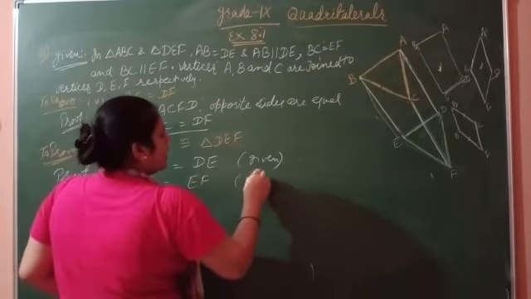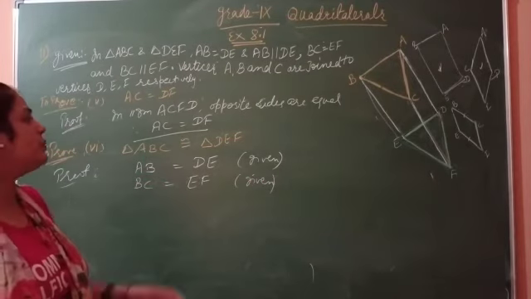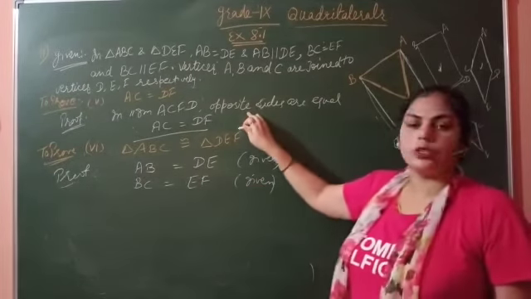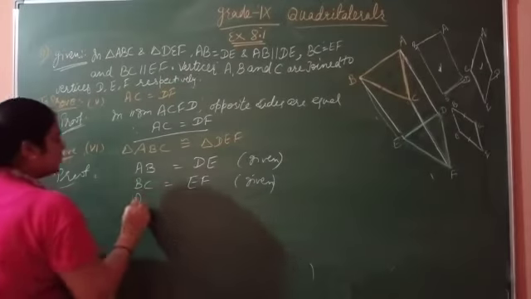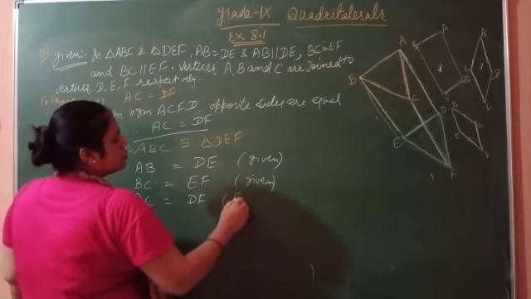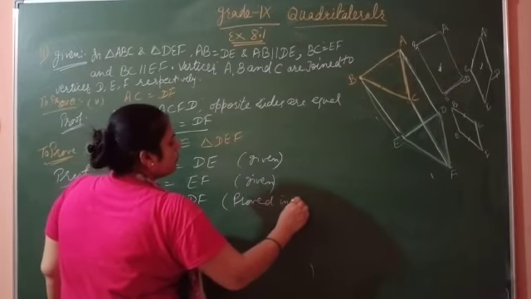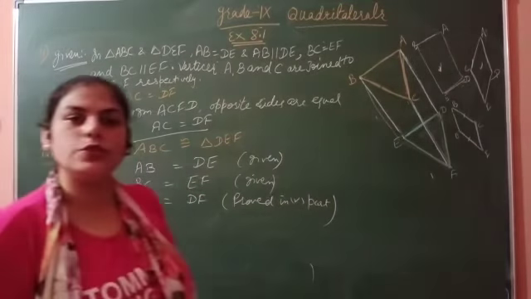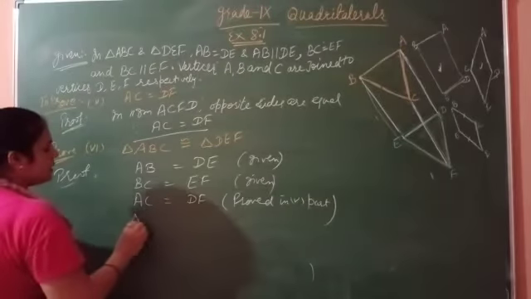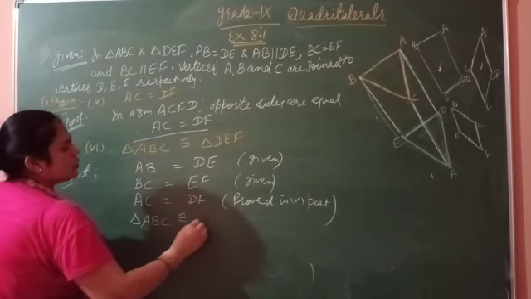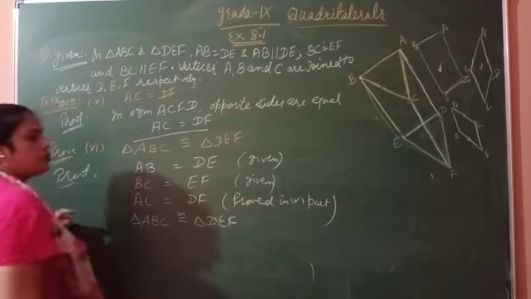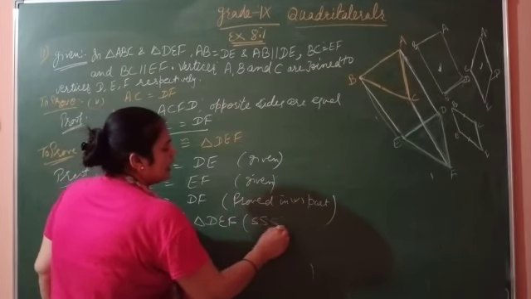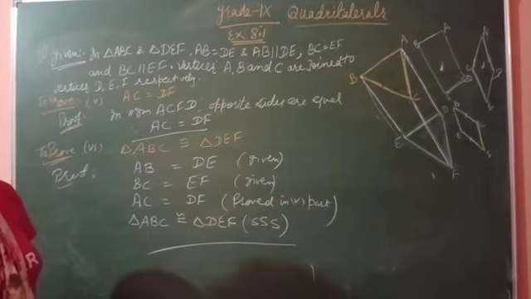Now two sides are given. For the third, AC is equal to DF, which we showed equal in the fifth part. AC is equal to DF. Proved above, in the fifth part. So all three corresponding sides are equal in these two triangles. So triangle ABC is congruent to triangle DEF by which criterion? All three corresponding sides are equal, so that is SSS. Clear? Hope you understand this question. Thank you.